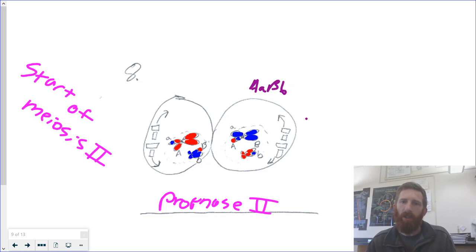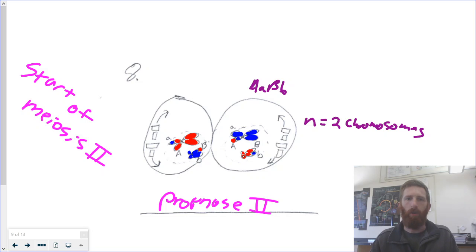But now each cell is down to just one N, haploid, right? So that's our shorthand for haploid: one N. And so we have two chromosomes. All right, so go ahead, color. Prophase 2, exact same things happen. Chromosomes appear, spindle bundle forms, centrioles move, nuclear envelope dissolves, and so on, right?